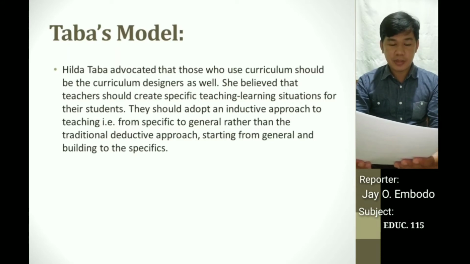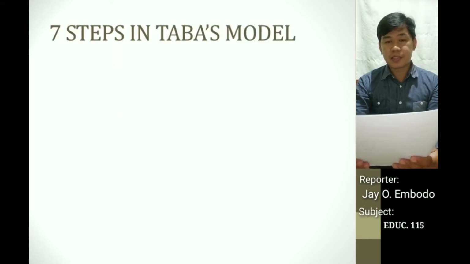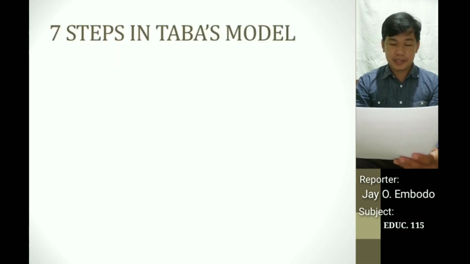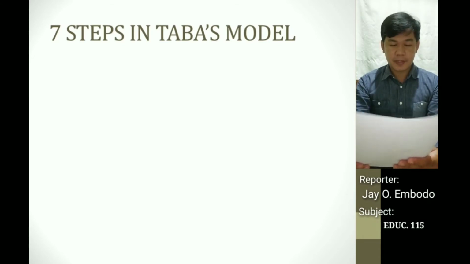They should adopt an inductive approach to teaching, that is, from specific to general, rather than the traditional deductive approach, starting from general and building to the specifics. So, the Taba Grassroots model has 7 steps as listed on the next slides, advocating a major role for teachers.